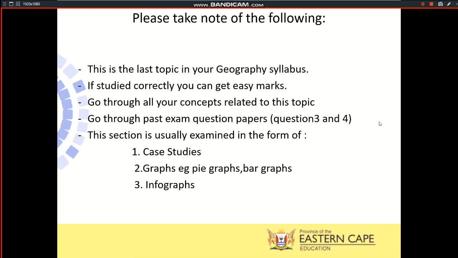You need to please once again take note of the following. This is the last topic in your geography syllabus. If it is studied correctly, you can get very easy marks. You need to go through all your concepts related to this topic. You need to go through past exam question papers, specifically question 3 and question 4. This section is usually examined in the form of case studies, graphs, pie graphs, bar graphs, and infographs.